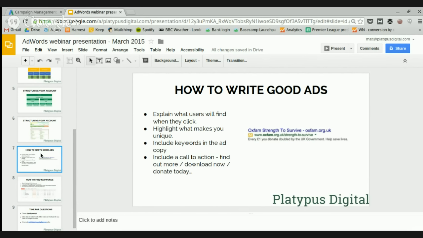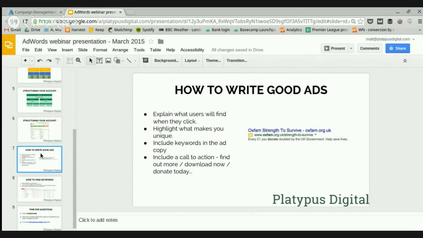It really helps if you include keywords in the ad copy itself. In this example, I searched for donate, and you can see the word donate appears in bold. That means that ad is going to stand out that little bit more to the user, and it's going to be something they're much more likely to click on simply because their eye is drawn to it. So if you can include the keywords that you have within that ad group, within the ad copy, then that's going to be something that results in more clicks on your ad.